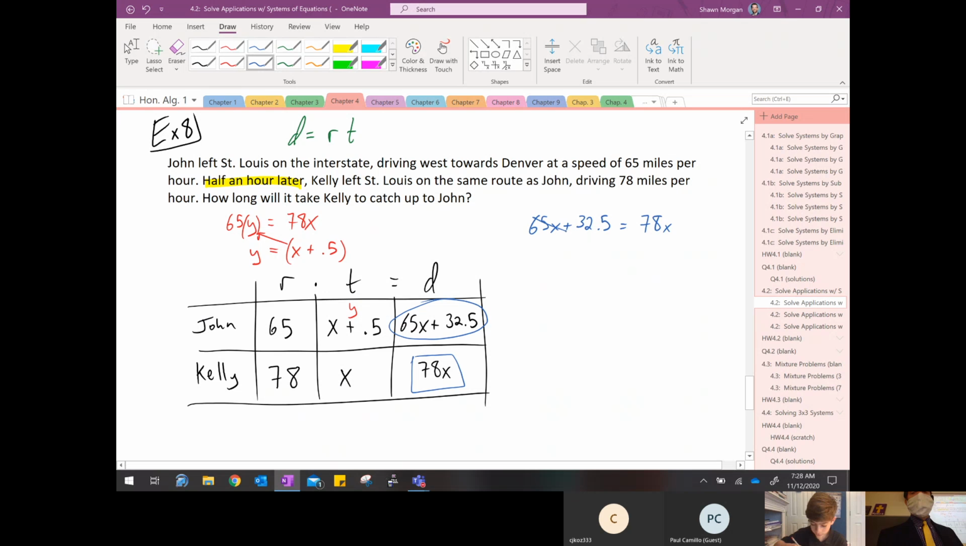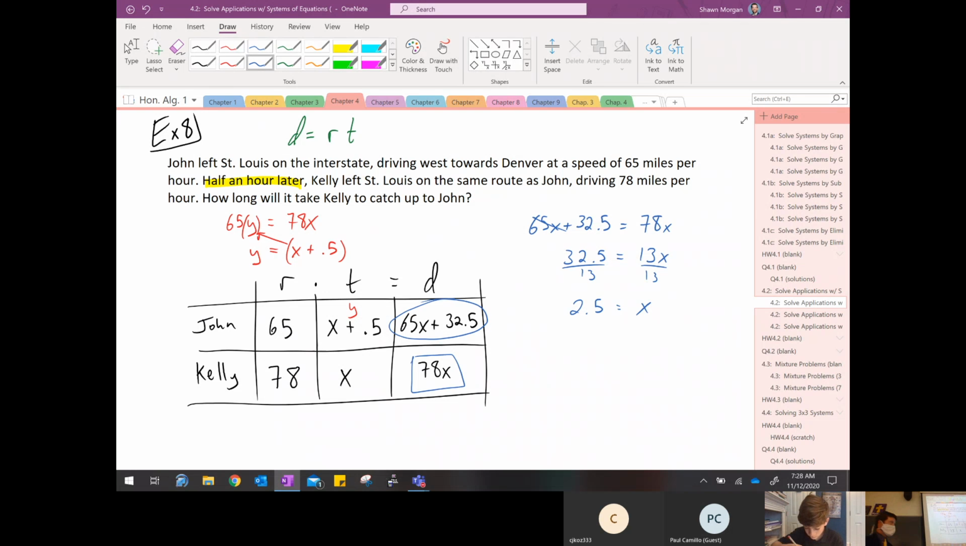If we want to solve this, please just subtract 65x over there in blue. Subtract 65x, and we get 13x equals 32.5. Divide both sides by 13, and we should get 2.5. Okay, 2.5.